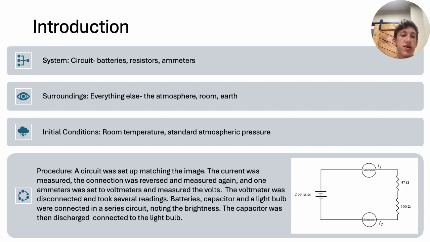The procedure was setting up a circuit to match the image and measuring the current and volts in different ways in different places, finding different potentials. And then for part two, the batteries, capacitors, and the light bulb were connected in a series circuit, and we just noted the brightness. The capacitor was then discharged on the light bulb.